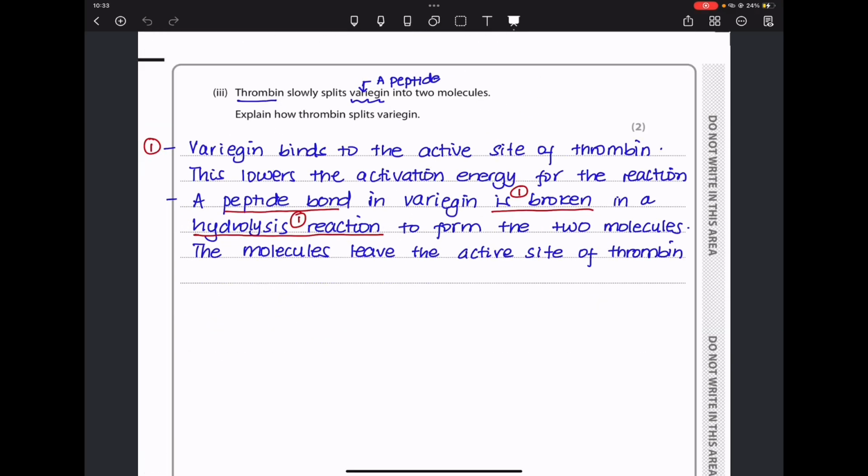Here they say thrombin slowly splits vireogen into two molecules. Explain how thrombin splits vireogen. It means vireogen is going to bind into the active sites of thrombin, and then this is going to lower the activation energy for the reaction, meaning that reaction will occur at lower temperature. And then a peptide bond within the vireogen is going to be broken by the hydrolysis reaction to form two molecules. The molecules then leave the active site of thrombin.